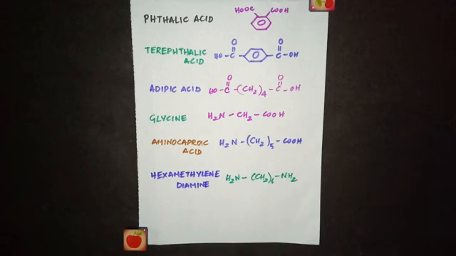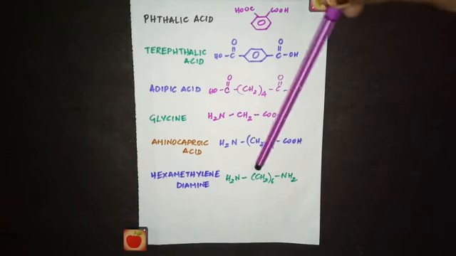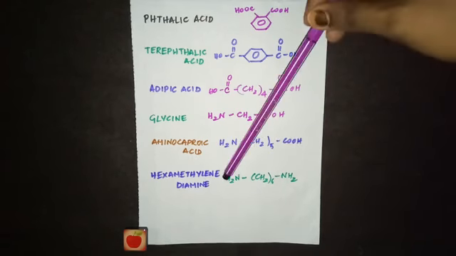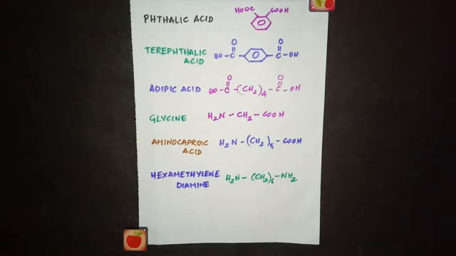And the last one is hexamethylene diamine. Hexa means 5. Methylene, CH2. Sorry, hexa means 6. So methylene, CH2 6 times. And diamine, you have two NH2 groups. So NH2, (CH2) 6 times, NH2 is the formula for hexamethylene diamine. These are the monomers that we will be using to prepare the condensation polymers.